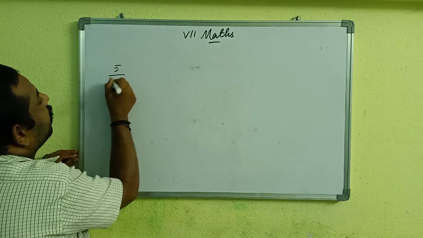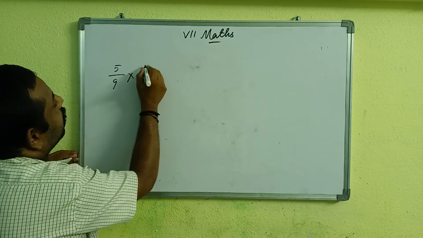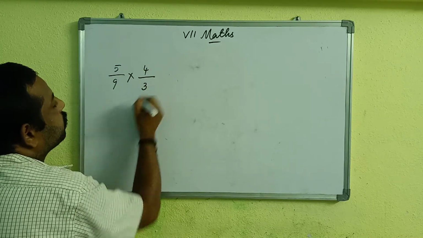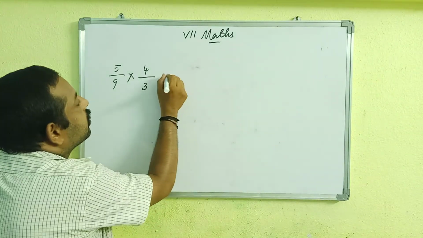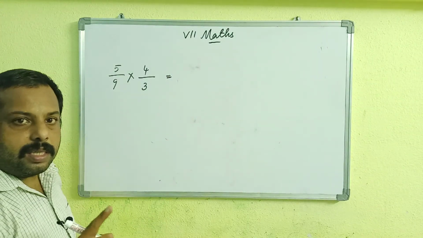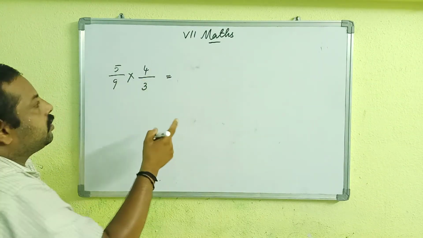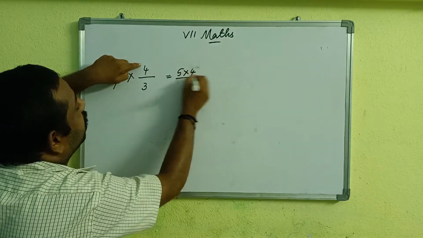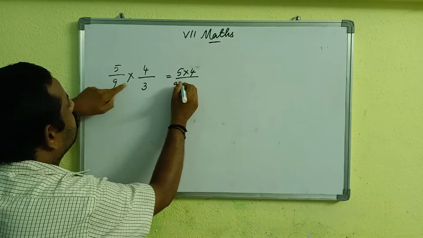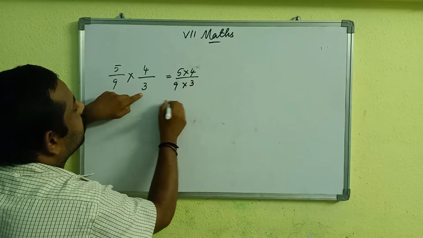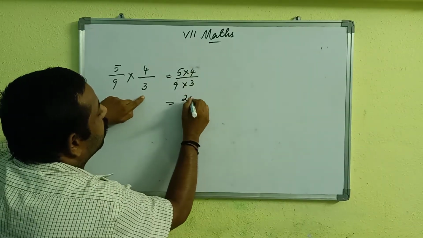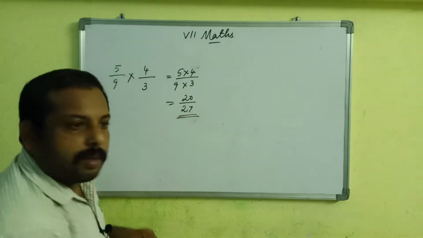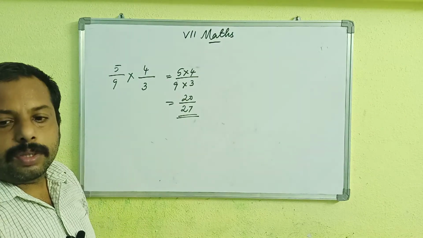5 by 9 multiplied by 4 by 3 is equal to what we have discussed. Multiply the numerators, 5 multiplied by 4, divided by 9 multiplied by 3. 5 4s are 20, divided by 9 3s are 27. Okay, so this way you can solve.